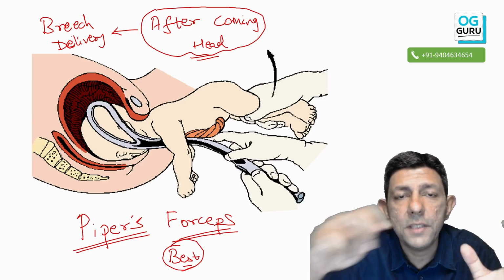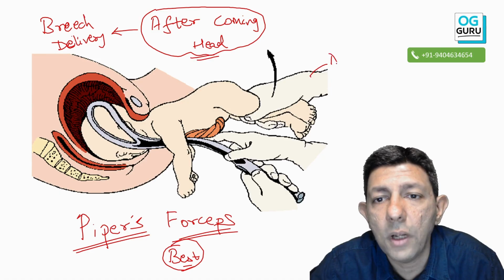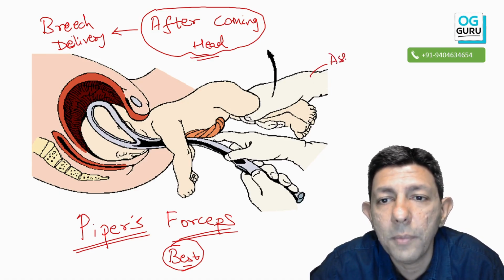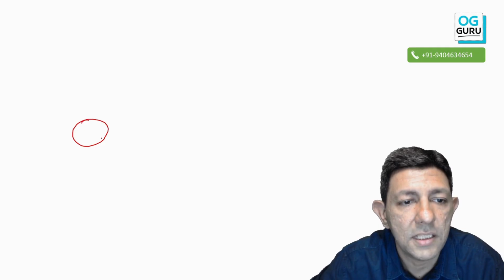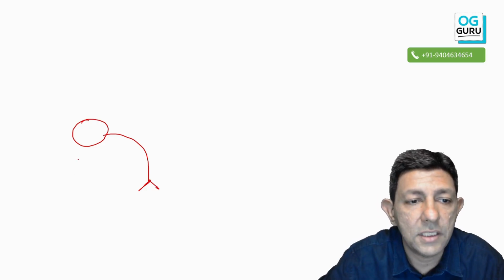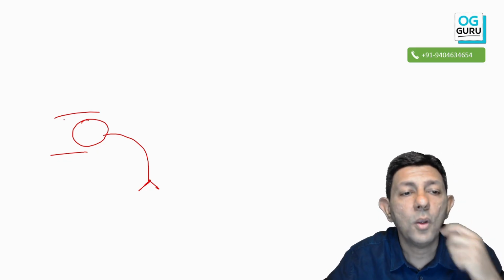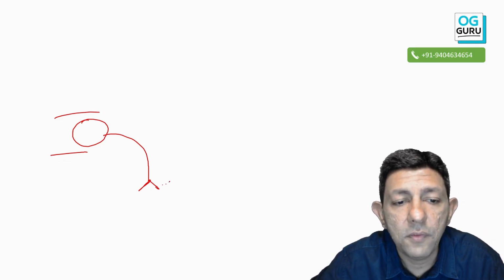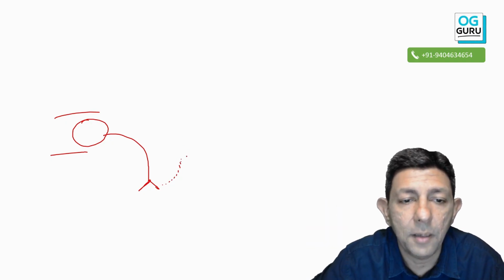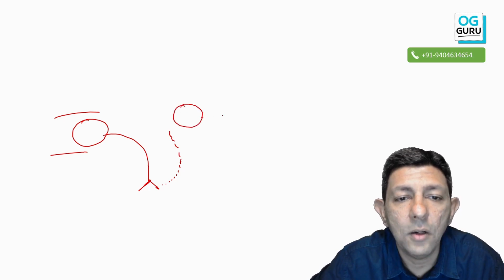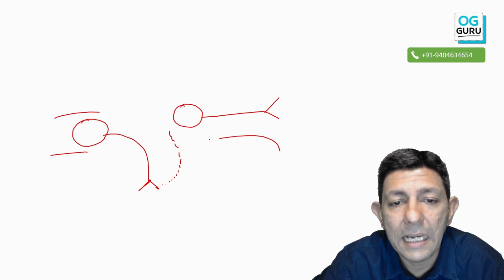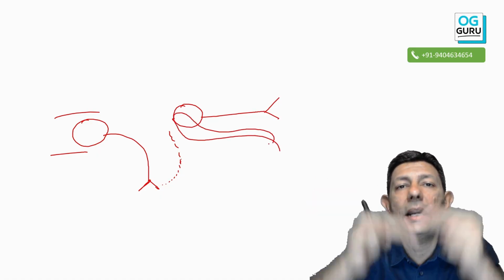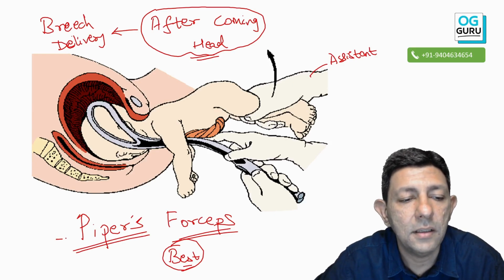So what you do is that the assistant, this is the assistant, they're not going to ask you whose hand this is, but it is the assistant. Once the baby delivers and the head is still inside the vagina, the baby is like this. The assistant will hold the baby by the legs and bring it up. So the baby is now parallel to the ground, like Superman. Like this, from the baby's anterior aspect, you apply the blade and get the baby out. This is the Piper's forceps.